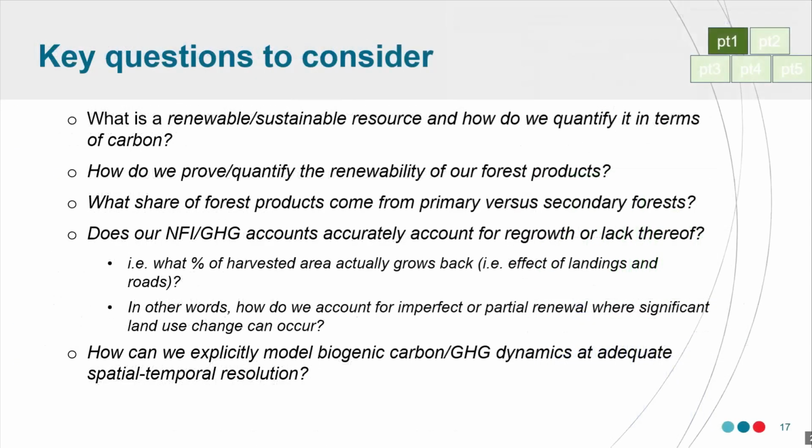So here are some key questions to consider. What is a renewable resource, and how do we actually quantify it in terms of carbon? How do we quantify the renewability of our forest products? What share of forest products come from primary versus secondary forests in a given year or a given short-term time period? Do our accounts, our modeling, our national forest inventory accurately account for regrowth or lack thereof? For example, what percentage of harvested area actually grows back, considering effects due to landings and roads? In other words, how do we account for imperfect or partial renewal where significant land use change does or can occur? And more so, how can we explicitly model biogenic carbon and GHG dynamics at adequate spatial and temporal resolution?